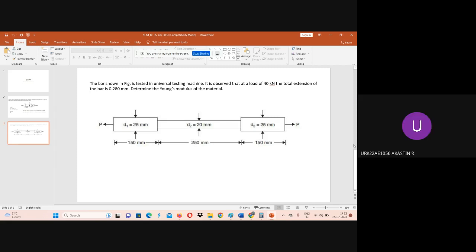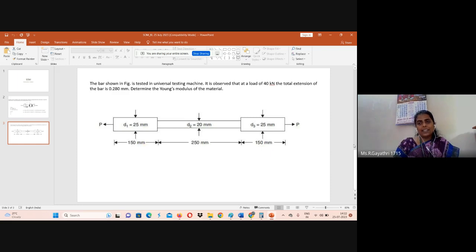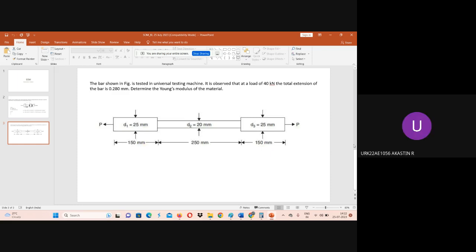Ma'am, it has three sections. The first section has a diameter of 25 mm. The second section diameter is 20 mm. The third section diameter is 25 mm. Okay, in terms of meter, can you tell its length? First section length is 150 mm, second section is 250, and third is 150 mm.